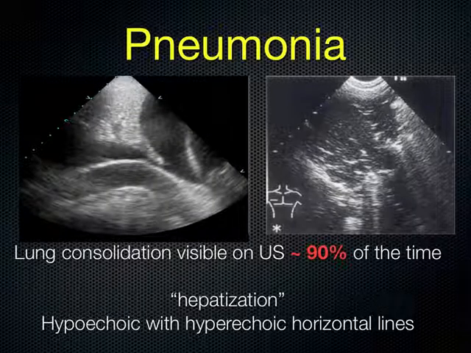Here's another example with a low frequency probe showing the diaphragm, the pleural fluid, and the lung, which is compressed. Here again you can see bright white hyperechoic structures, and this would be something we could call hepatization of the lung, meaning that the lung has taken on more of a solid organ appearance.